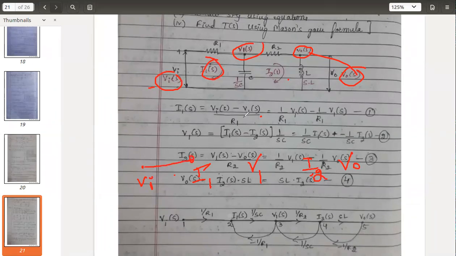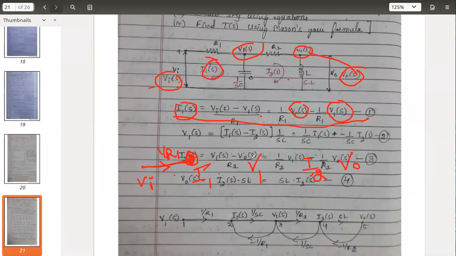Okay, coming to equation 1, you can see I1 is your output, right? So here we have to check which signals are coming. The first is coming from Vi. So one is coming from Vi with the gain value 1 by R1. Then one more signal is coming, that is from V1.